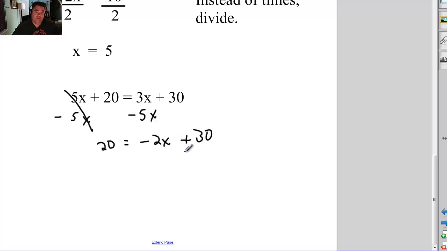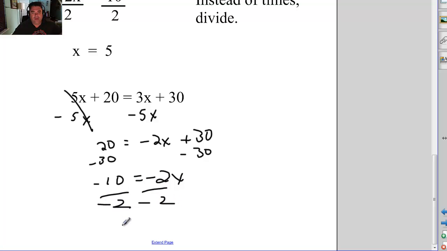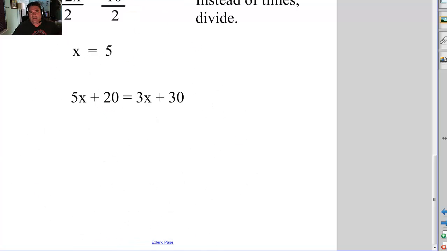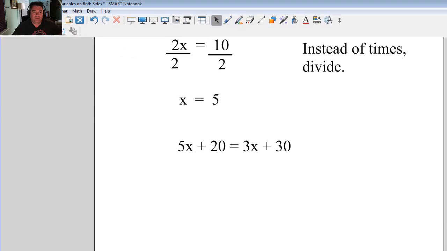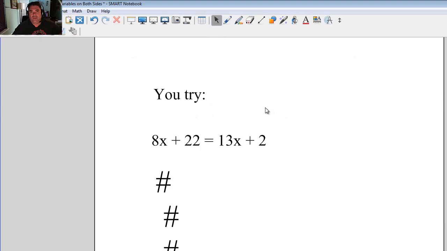Then to get negative 2x by itself, instead of plus 30, I'm going to minus 30. And that leaves negative 10. Then instead of times negative 2, I'm going to divide by negative 2. And negative 10 divided by negative 2 actually equals 5 again. So a little more work, but notice how x still equals 5 either way. This shows you that there is no difference with how you do it. Go ahead and you try it this time, see how you do.